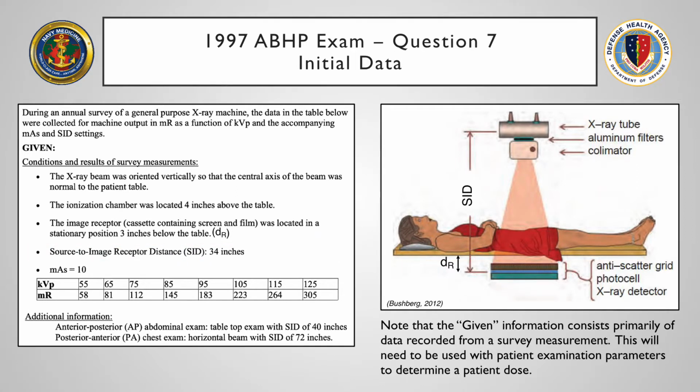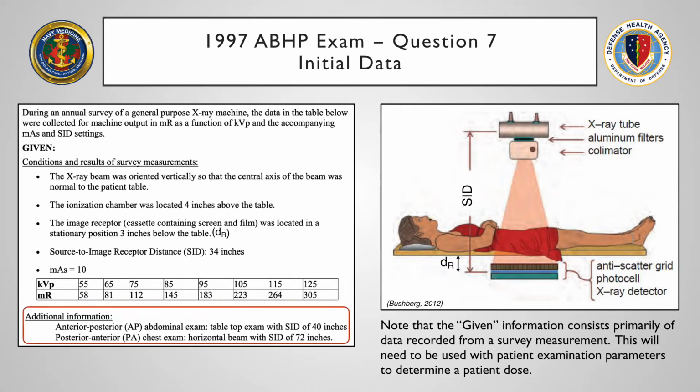And then after that, they tell you the technique factors that were used to record each of the radiation measurements. They kept the mAs constant. The mAs is the current time product of what is being applied to the X-ray tube head. And then they also record the changes in kVp, which is the applied voltage to the X-ray tube head.